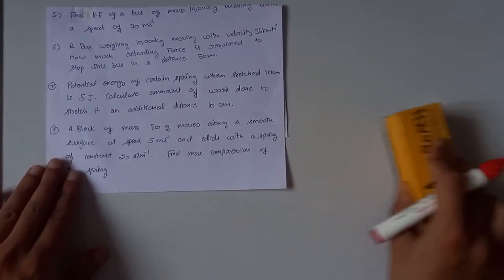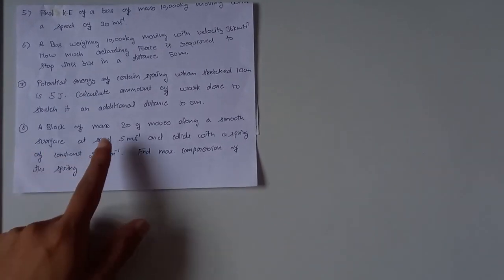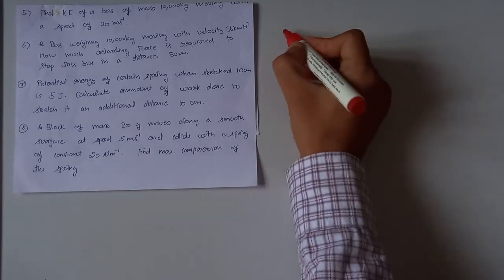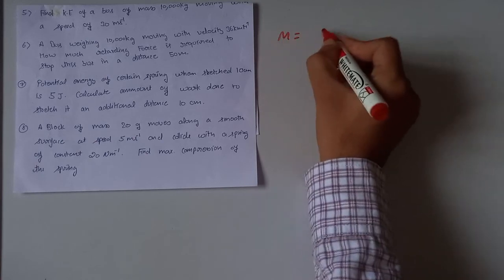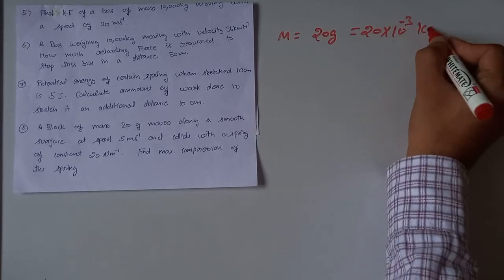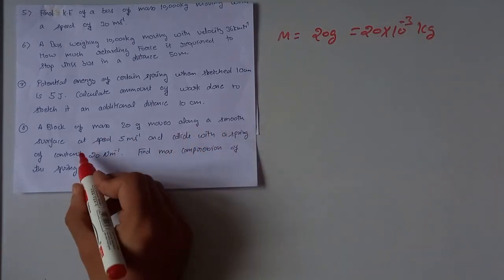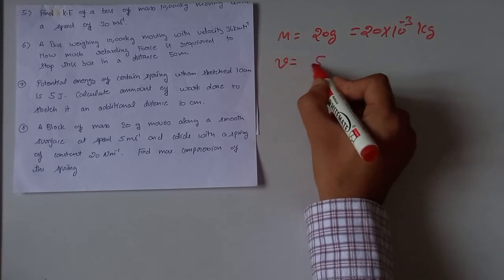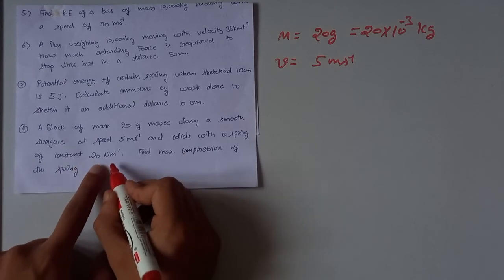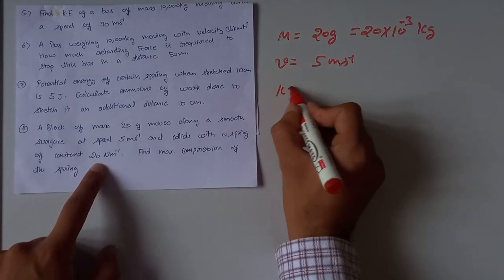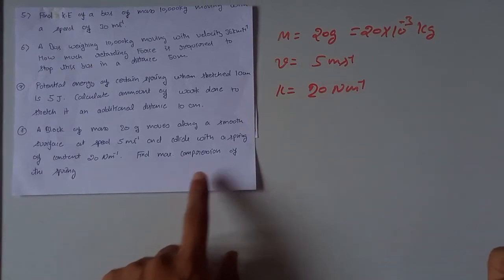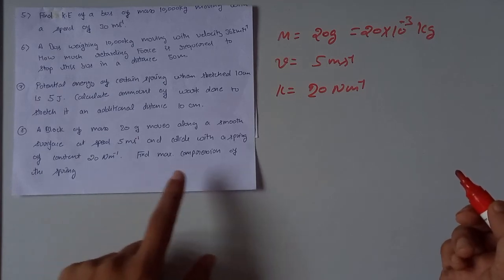Our next numerical is: a block of mass 20 gram moves along a smooth surface at a speed of 5 meter per second. The mass of the block is 20 gram, which is equal to 20 into 10 raised to power minus 3 kg. It collides with a spring of spring constant 20 Newton per meter. Find the maximum compression of the spring.